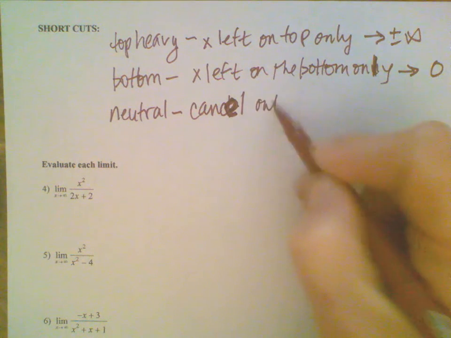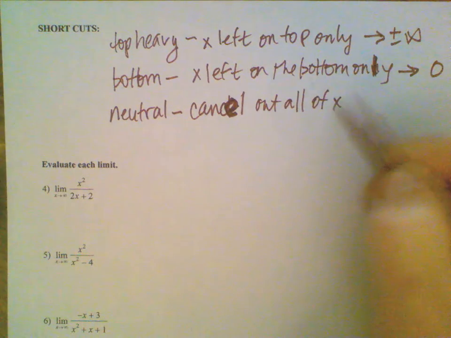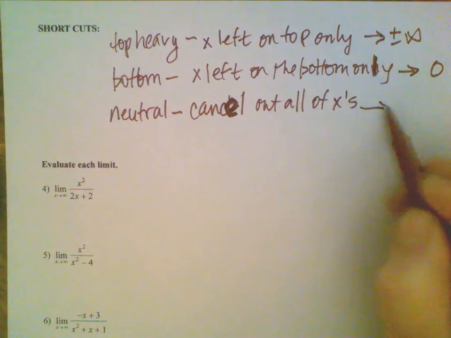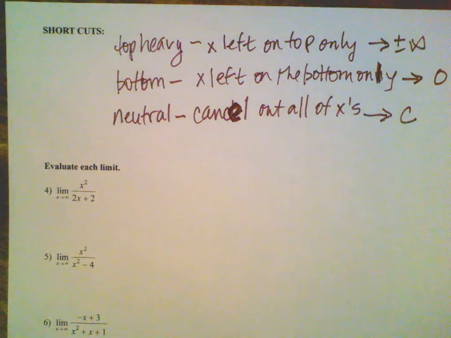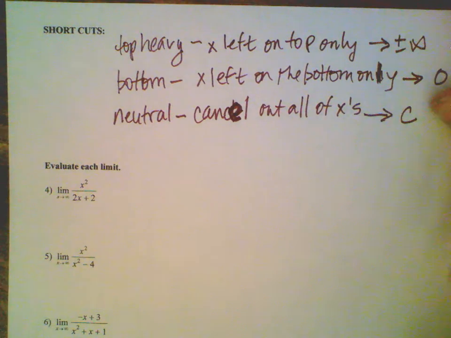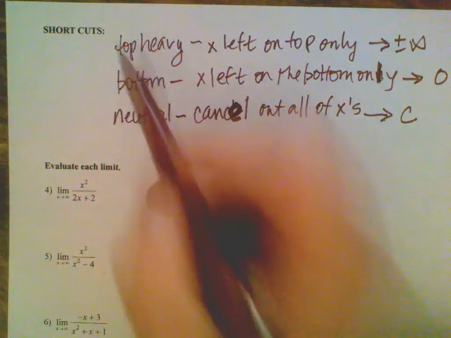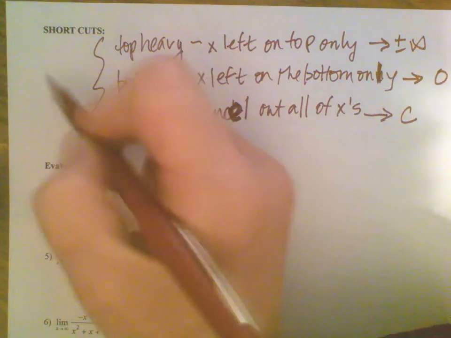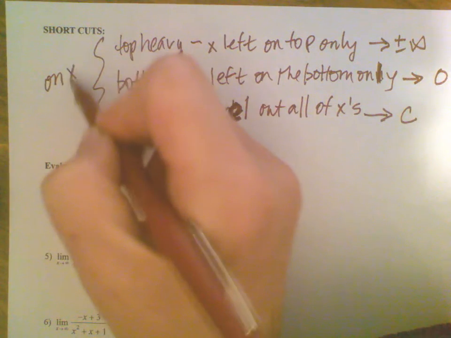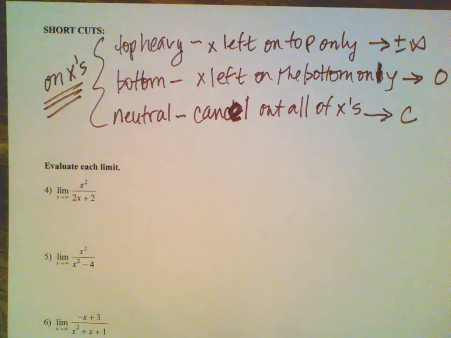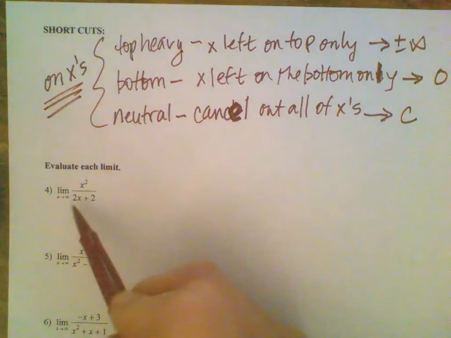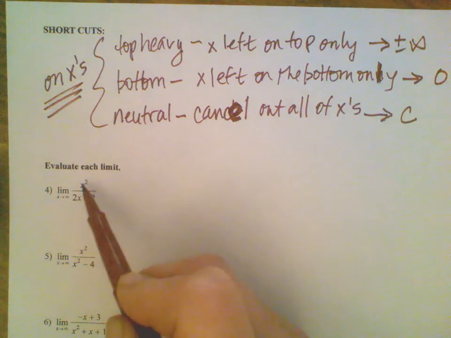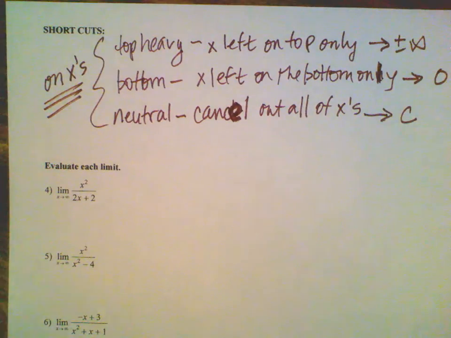Cancel out all of the x's on the top and the bottom. And then we'll approach some constant. So I don't even need to take that time to make that table. I can just look at the function. Is it top heavy? Is it bottom heavy? Is it neutral? Now, I do want to point out when I talk about top heavy and bottom heavy, it's on the x's only. That's what I'm looking for. Don't worry about the number in front, because in this one, a 2 in front of the x does not make this bottom heavy. It's the power on x that makes it the heaviest.